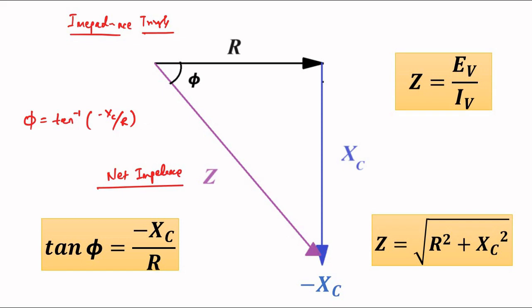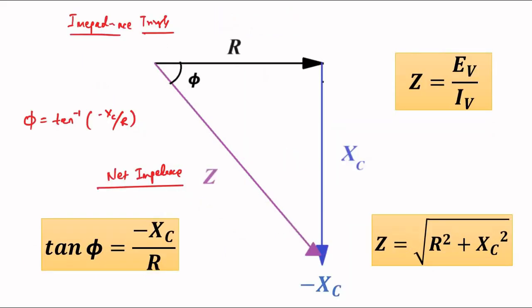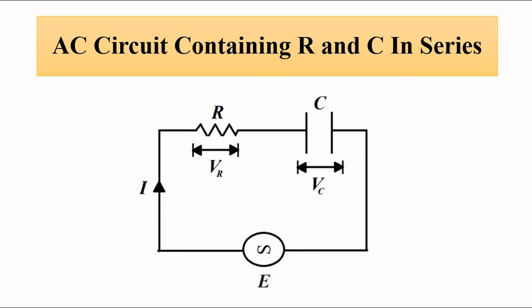Okay, so this is the voltage triangle. If we divide it by the current, we will get the impedance triangle. So these are some of the basic concepts related to AC analysis of a circuit containing both capacitor and resistor.